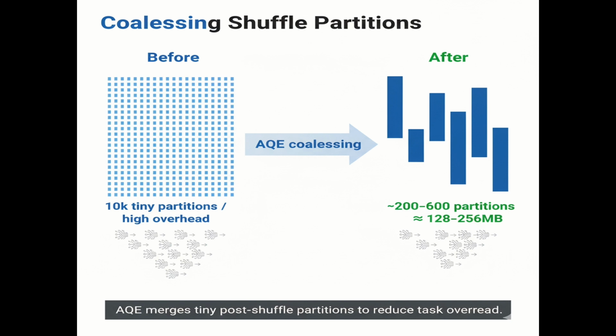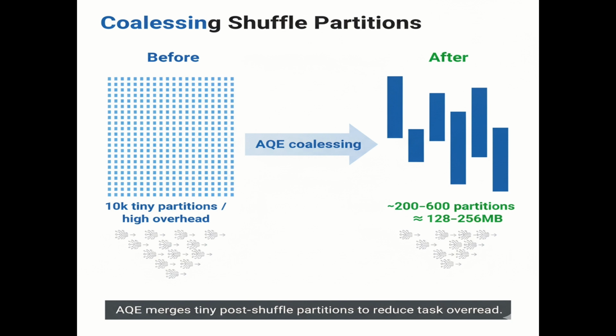AQE will collect those tiny partitions and merge them into small partitions. The size will be maybe 128 to 256 MB, which is recommended. You previously had 10K tiny partitions, and now you have 200 to 600 small partitions. So that's how it will merge.